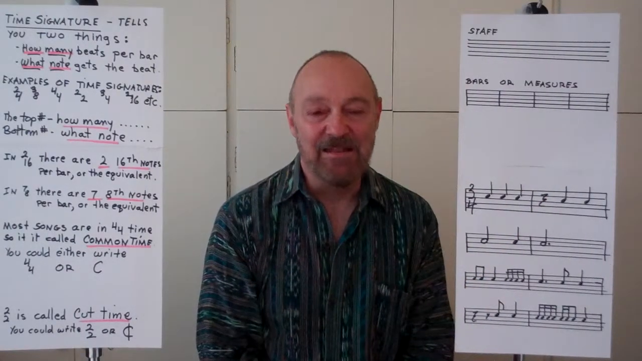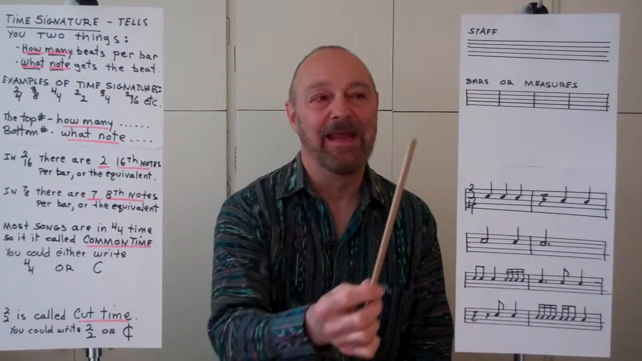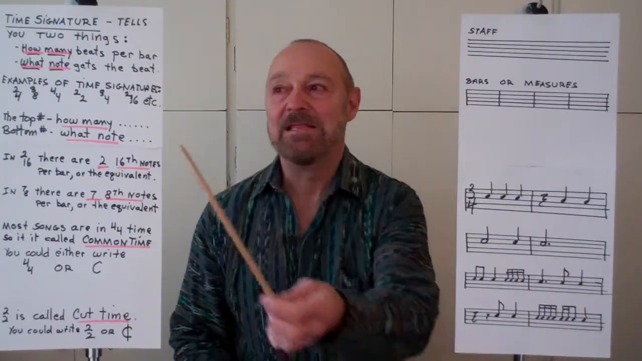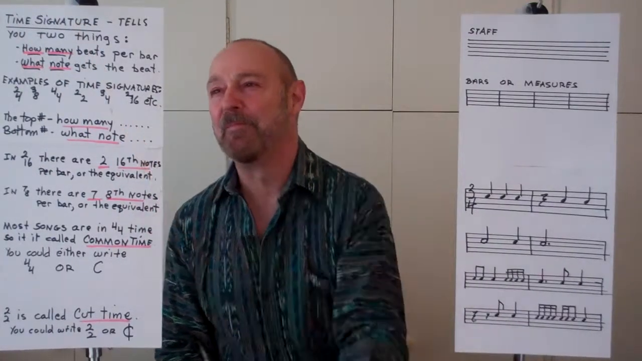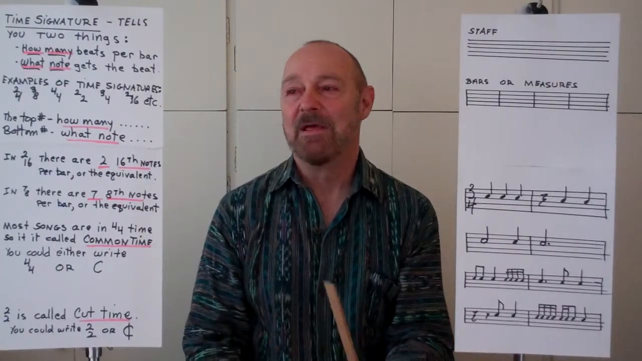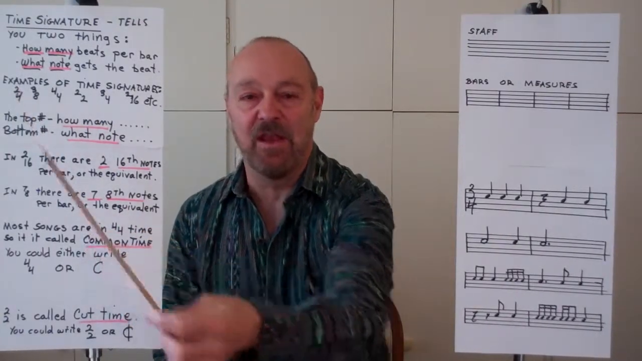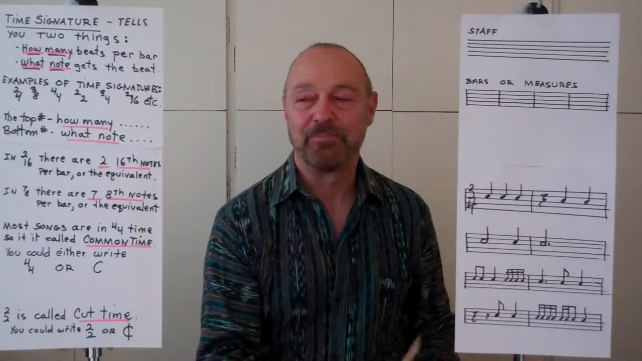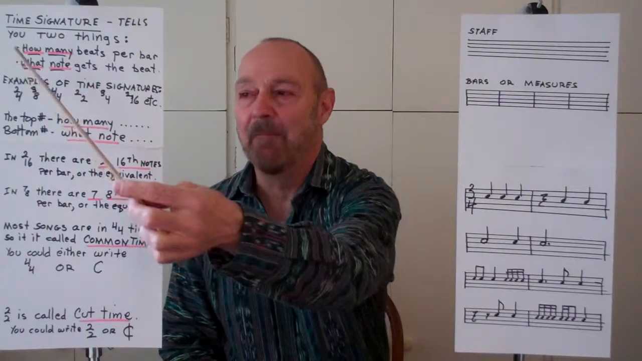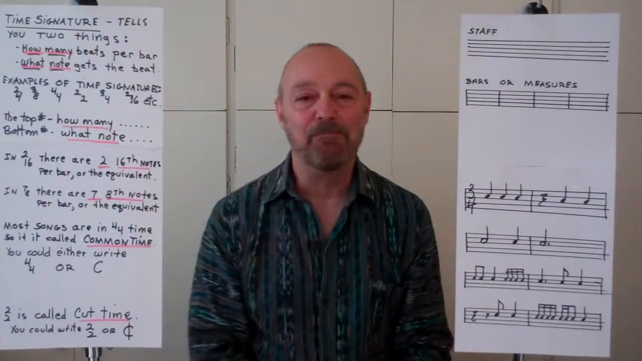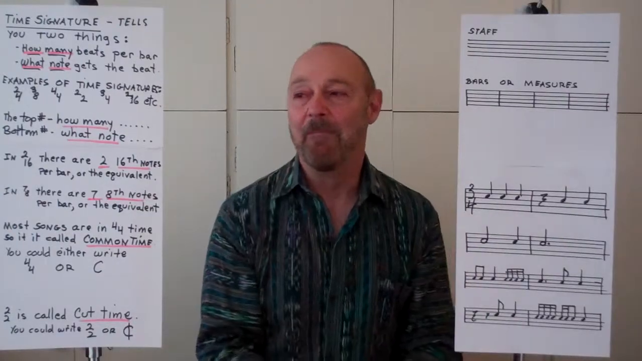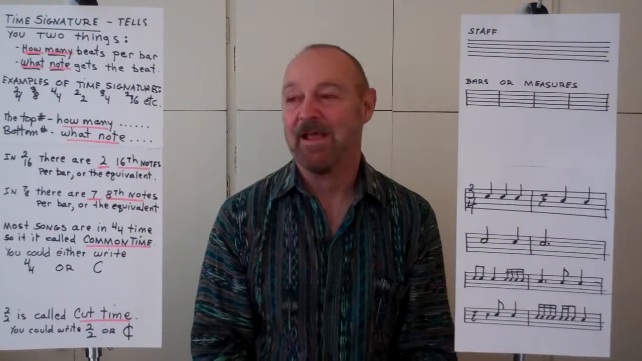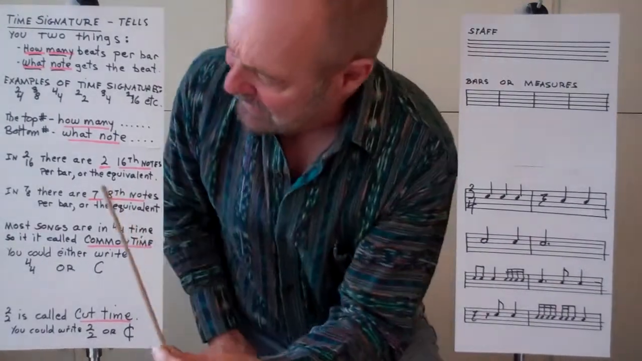Now, as I said, in music we're told what to write in each bar, how much value. And the thing that tells us that is time signature. Time signature consists of one number over another number, and it's always at the beginning of a piece of music. The top number tells you how many pulses are in each bar. The bottom number tells you what note that pulse is. So, let's do an example here.